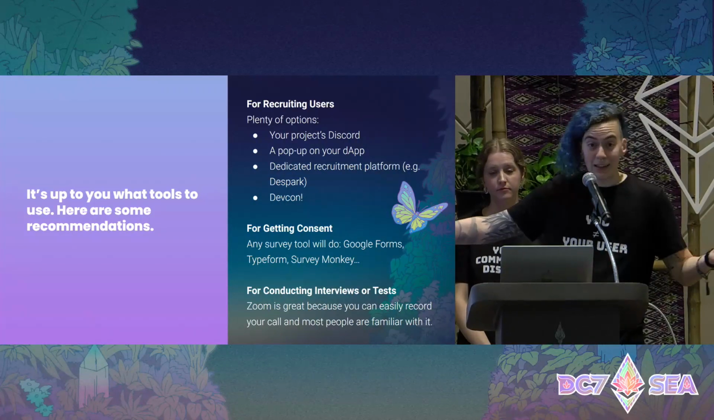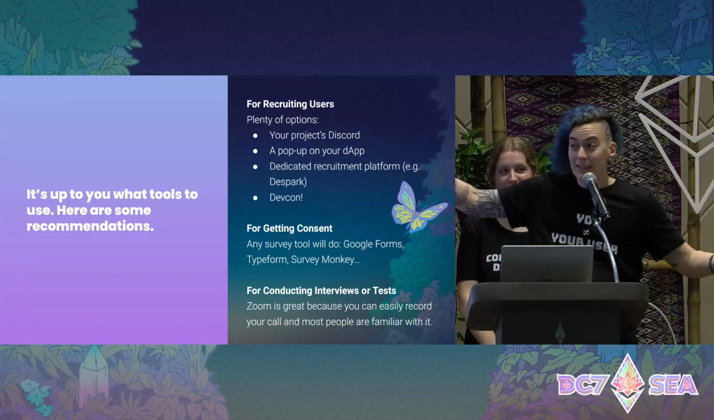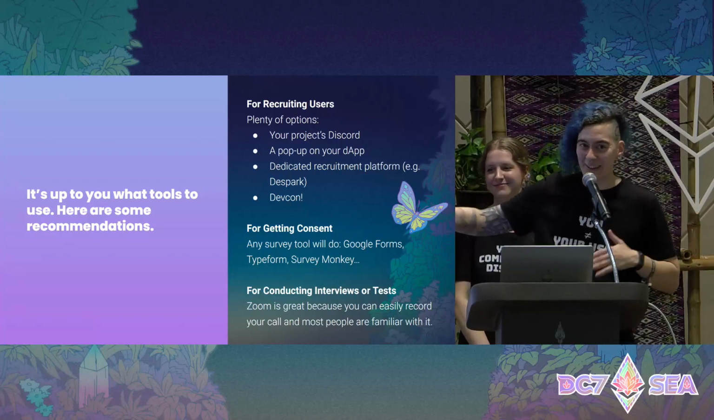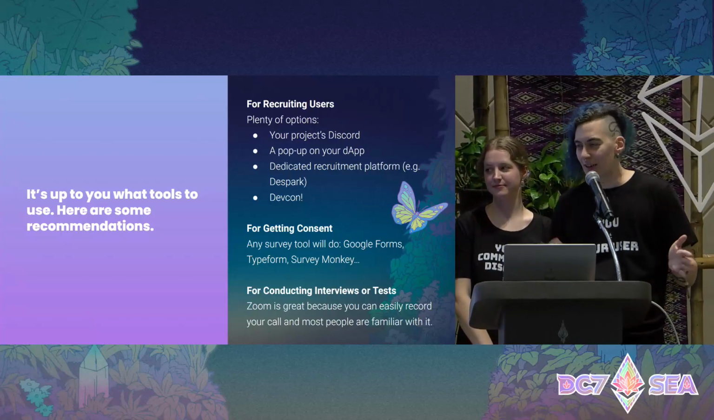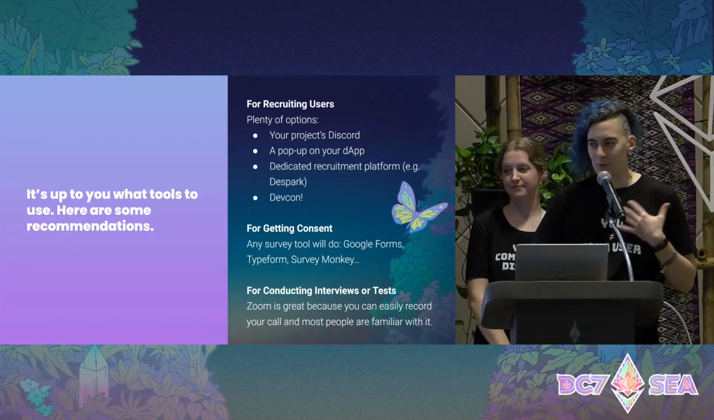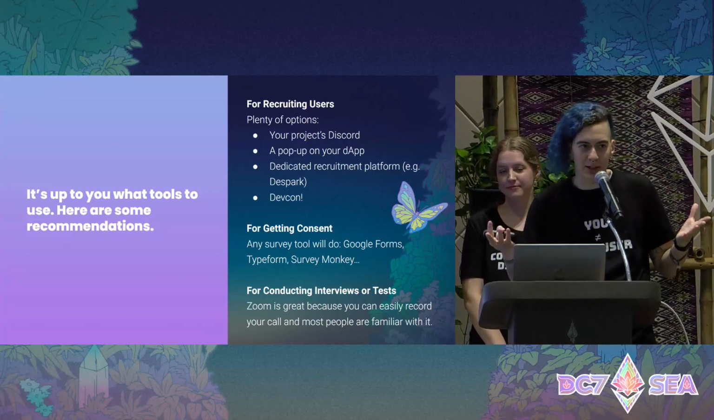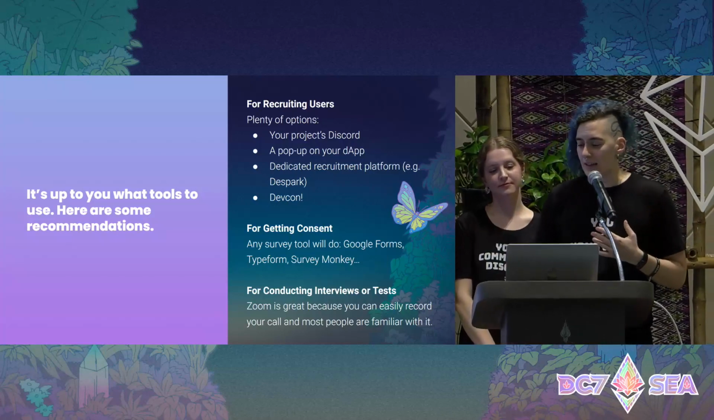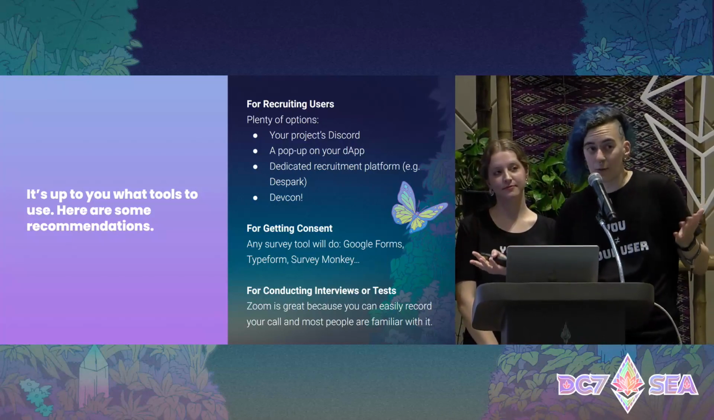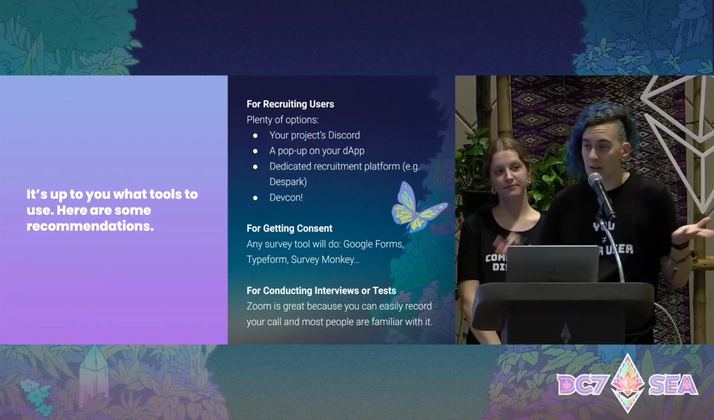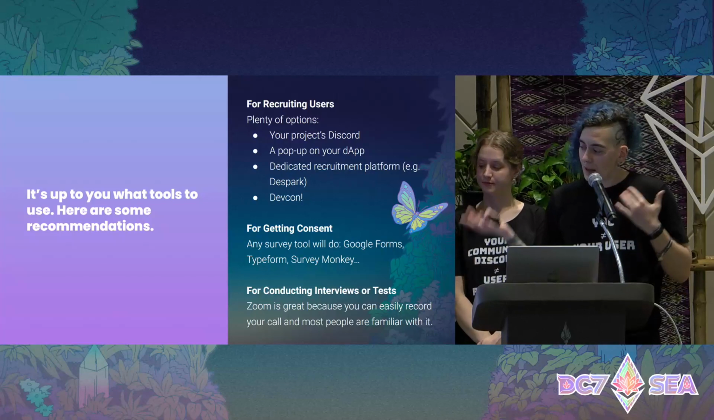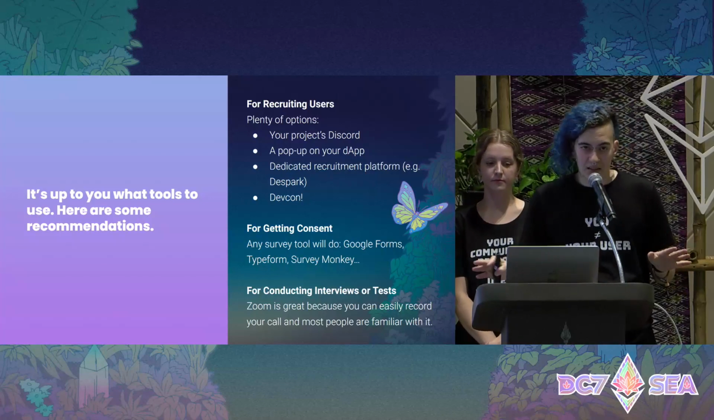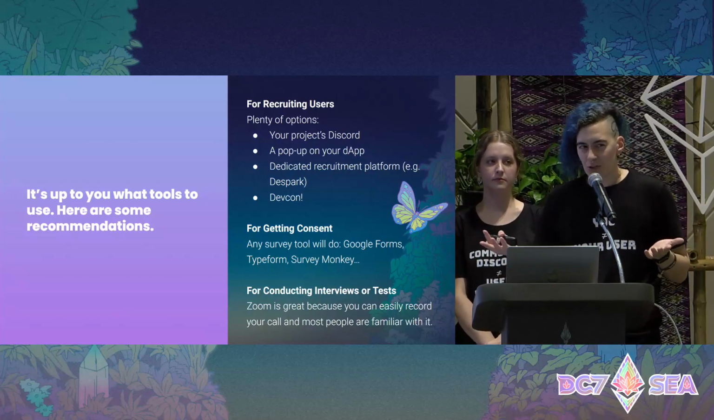You can recruit in communities too. There are plenty of people. You can get to know someone, ask them what their struggles are, ask them what they're using in terms of wallets or exchanges or whatever the product is that you're working on. And if they seem like a fit, you can ask them whether they'd be willing to talk to you about your product. For getting consent, a survey tool usually works quite well.